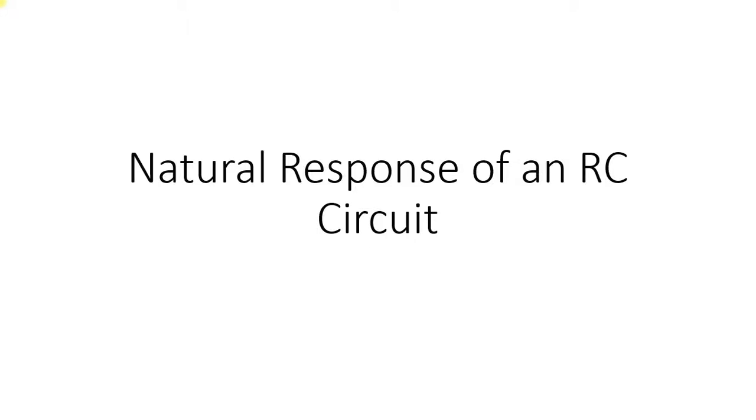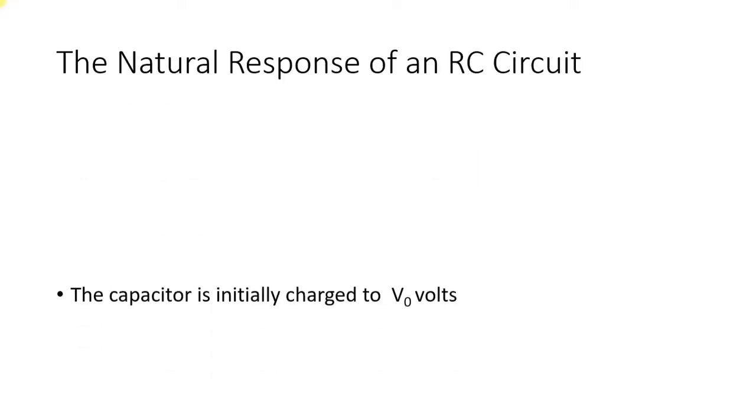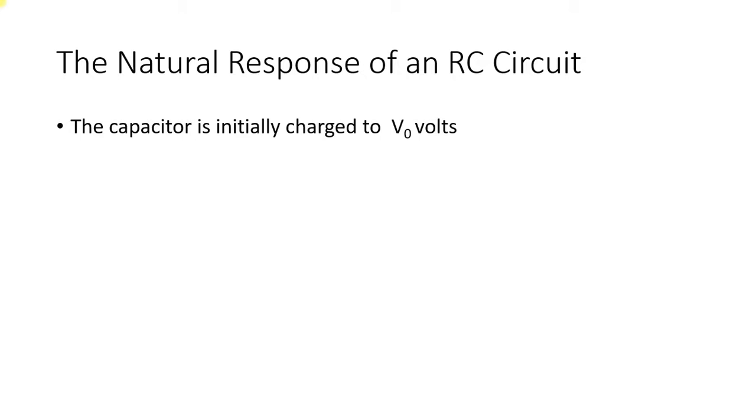So, in today's lecture, we want to see the natural response of an RC circuit, which is source free. Coming to the point, the capacitor is initially charged to V0 volts. Consider this diagram. Here there is no source at all. My capacitor is initially charged up to V0 volts, and my switch is closed when t equals 0 seconds.